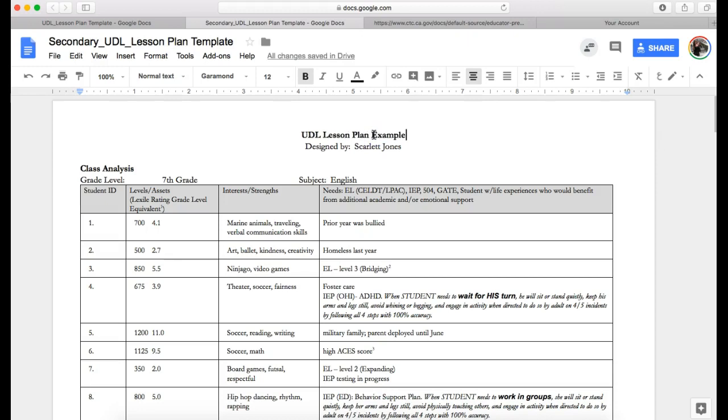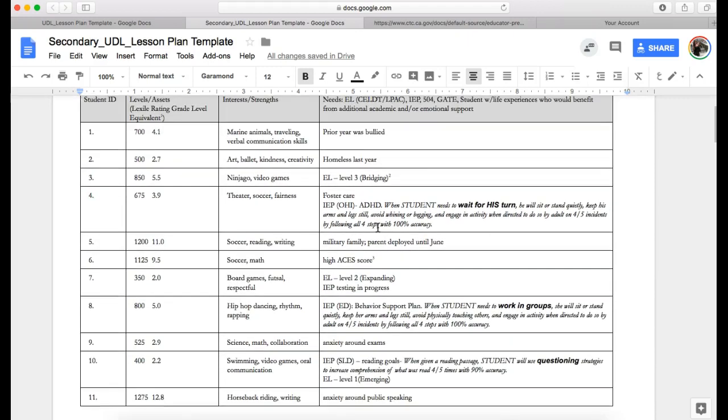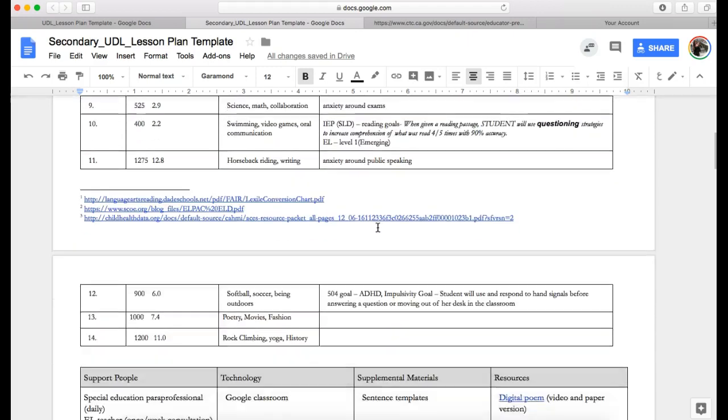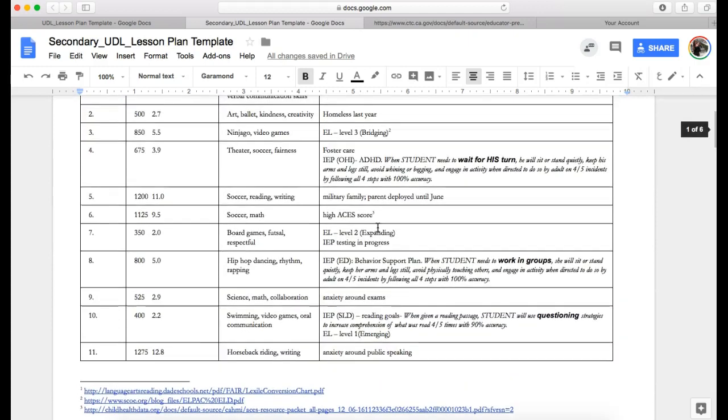Awesome. So we did a detailed analysis of our students, and we chose 11 of them to look at. We did 14. 14 of them. We did 14.